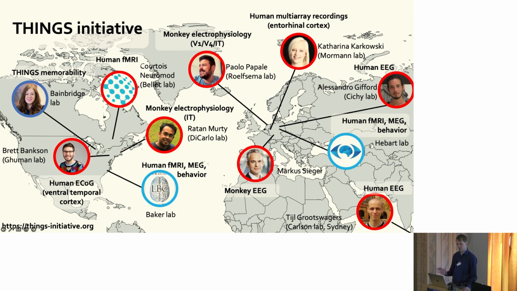And we're not talking about small data sets here. Just taking the example here of the monkey data from Martin Hebart's colleague, he collected monkey electrophysiology data for all of the THINGS images that will be made publicly available this year. We have human EEG data that's also publicly available, and we have memorability scores from the Bainbridge lab. So a lot of people have already been contributing to this and have been making their data available that you can also use for your studies if you're interested.